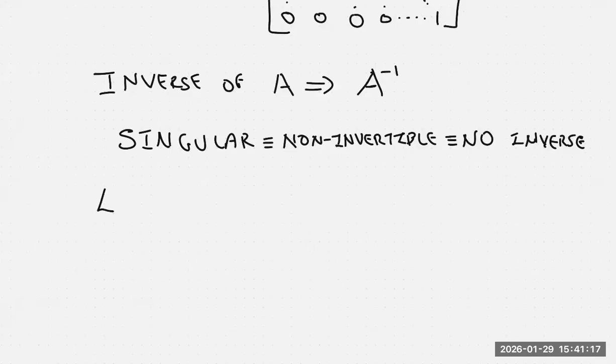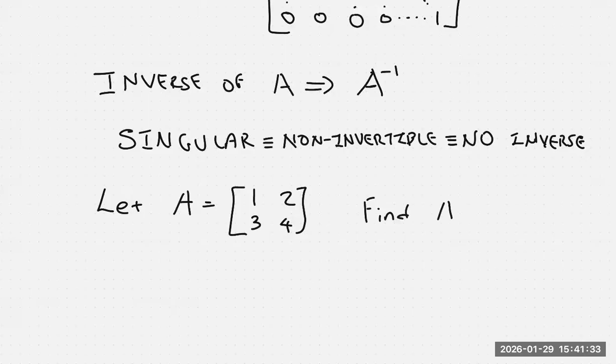So, suppose I give you A, which is a normal 2 by 2, because this is even harder when it's a 3 by 3. And A was 1, 2, 3, 4. And I say, find A inverse. This is what mathematicians used to do way back when, before they figured out the rules they can use.